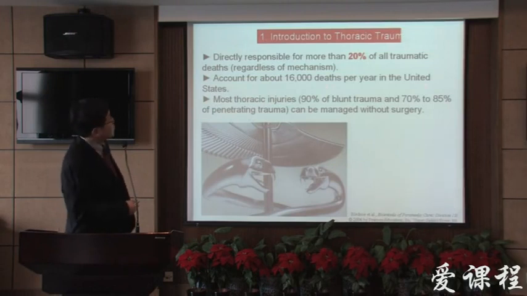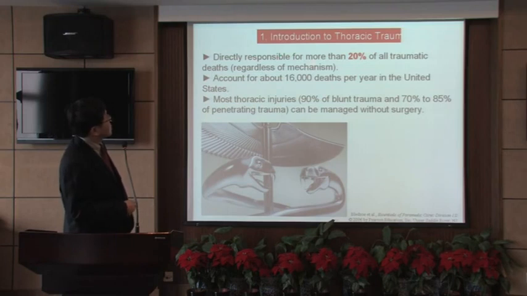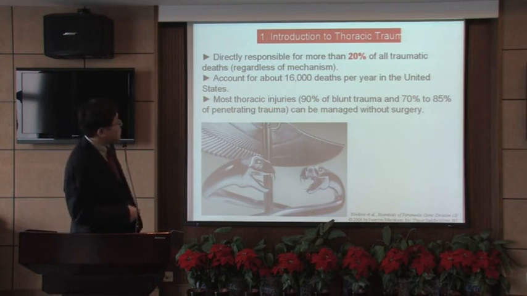The first part is the introduction of thoracic trauma. We know that thoracic trauma is responsible for more than 20% of traumatic deaths. It accounts for about 16,000 deaths per year in the United States. Most thoracic injuries, 90% of blunt trauma and from 70% to 85% of penetrating trauma, can be managed without surgery.